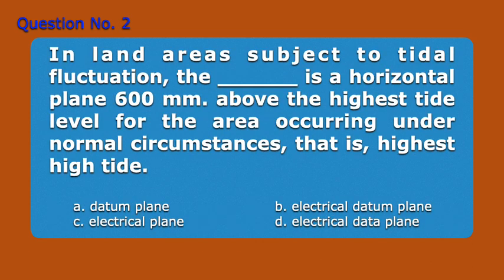Question number 2. In land areas subject to tidal fluctuation, the blank is a horizontal plane, 600 mm above the highest tide level, for the area occurring under normal circumstances, that is, highest high tide. A. Datum plane. B. Electrical datum plane. C. Electrical plane. D. Electrical data plane. Answer: B. Electrical datum plane.